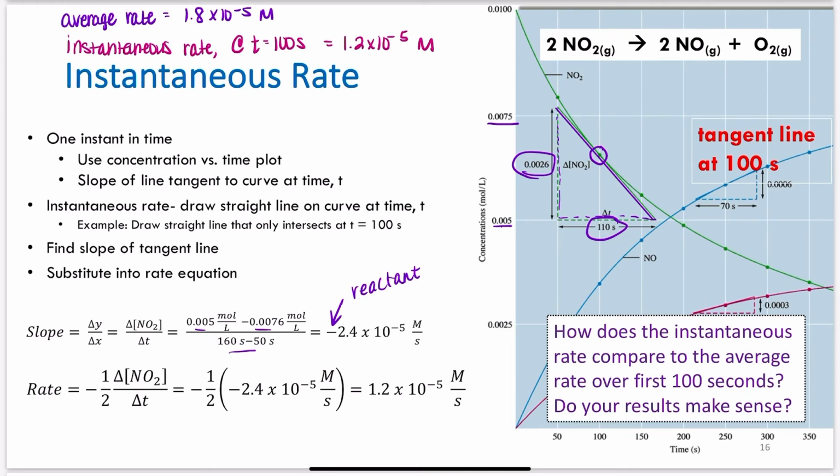Your average rate is looking at the first 100 seconds. Over the first 100 seconds, the reaction had an average rate of 1.8 times 10 negative 5. If I look at exactly 100 seconds, though, at that exact instant, the rate was only 1.2 times 10 negative 5. Does it make sense? Hopefully you're saying yes, because 100 seconds has already passed. That's 1 minute, 40 seconds, a pretty substantial time frame. The reaction is already starting to slow down because a lot of the reactant has already been consumed and used up. So the instantaneous rate, the rate at that exact moment, is different than the average rate from going from 0 to 100.